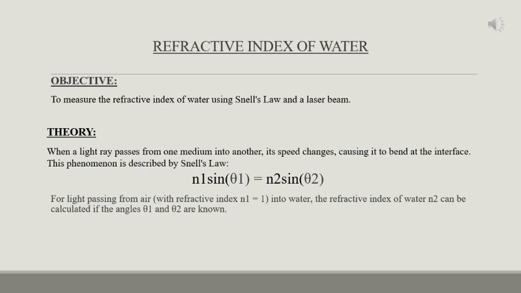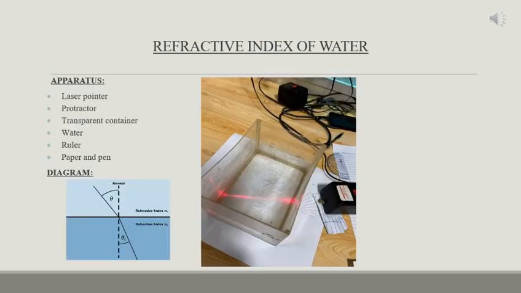Now that we have covered the objective and the basic theory, let's take a look at how we set up the experiment. Now let's take a look at the apparatus we will be using for our experiment. A red laser pointer with a wavelength from 620 to 750 nanometers to provide a precise beam of light, a protractor to measure angles accurately, a transparent container to hold the water, obviously, as the medium whose refractive index we are measuring, a ruler for additional measurement if needed, and paper and pen to record our observation results.